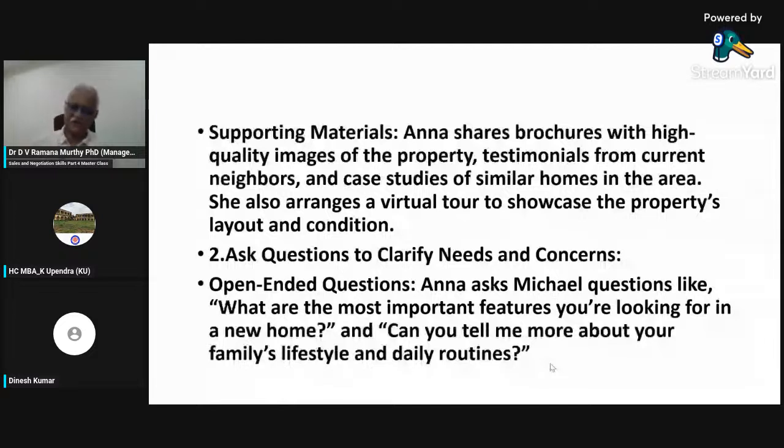It's the site visits. You can take buyers from their home and make them see the property area, have a physical look at the family home or whatever they want to buy, and make them feel it first. So that's it. Then next is asking questions to clarify needs and concerns.